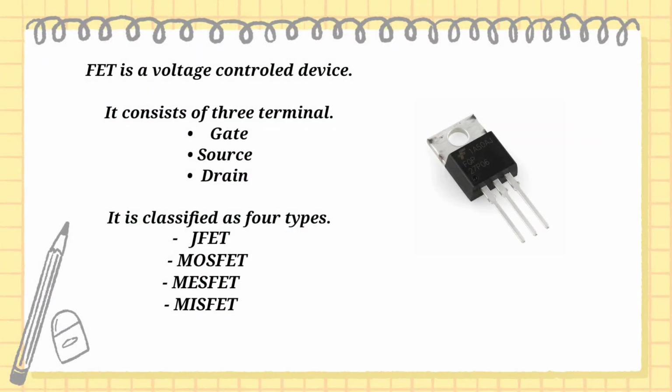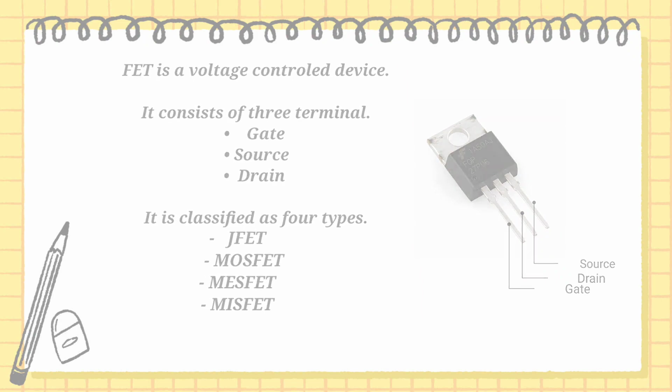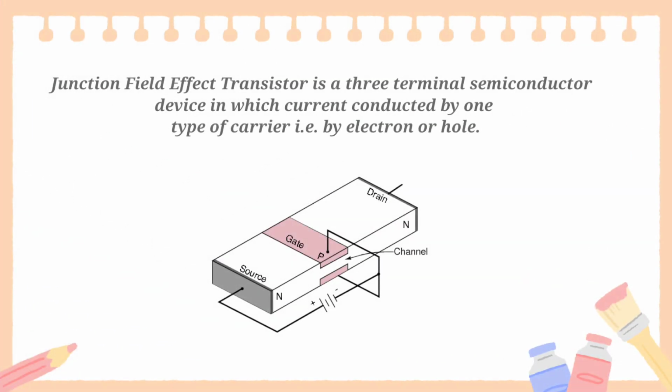First, let us know what a field effect transistor is. Field effect transistor is a voltage controlled device. It consists of three terminals: gate, source, drain. And FET is classified into four types. They are JFET, MOSFET, MESFET, MISFET. Now let us see one of its types, JFET.